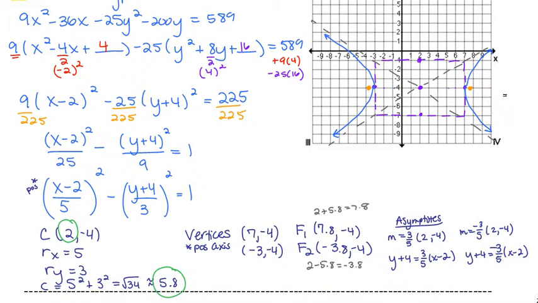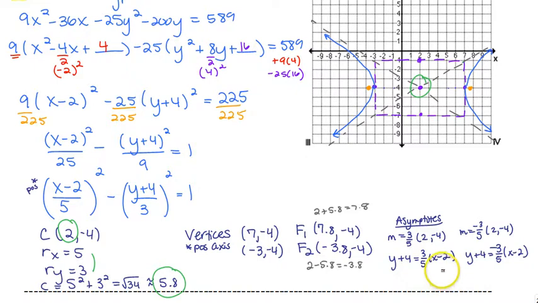And the last piece of important information that you need for hyperbolas is the equation of those asymptotes. Those asymptotes are what give your graph its shape. You always use the center point, which is at (2, -4), and the slope, we're going up 3, right 5, which can be found from the r of x and the r of y.